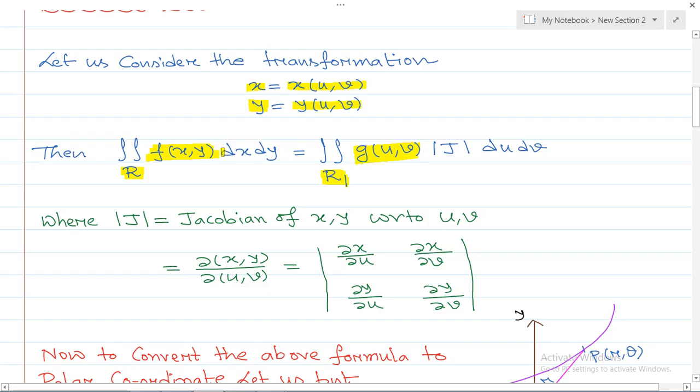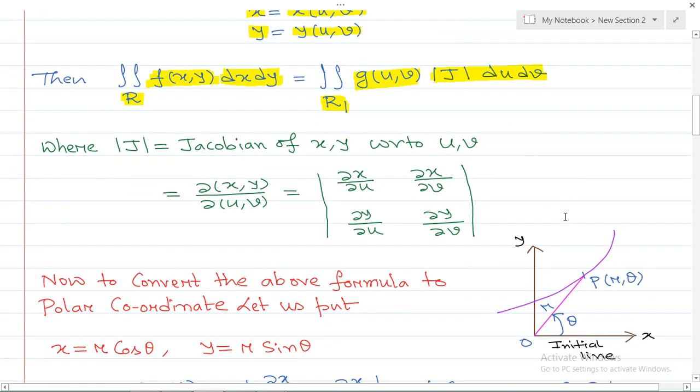In the integration over R we have to integrate with respect to x and y, so it is dx and dy. Whenever we convert this dx dy into the uv plane, it will become the Jacobian into du dv. So what is this Jacobian? The Jacobian we already learned in the previous semester, that is mod of J. Here it represents the Jacobian of x, y with respect to u, v. So x and y is the given coordinate system and u and v is the transformed coordinate system, so with respect to the transformed coordinate system we have to find the Jacobian.